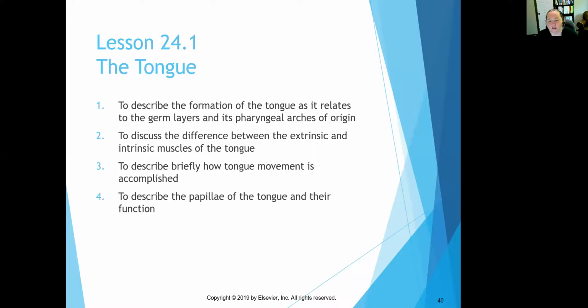All right, so Brittany, I'm gonna have you go ahead and read 1 and 2. To describe the formation of the tongue as it relates to the germ layers and the pharyngeal arches of the origin, and then to discuss the difference between the extrinsic and intrinsic muscles of the tongue. Okay, Gao, can you read the next 2? To describe briefly how tongue movement is accomplished, to describe the papillae of the tongue and their function. Okay, very good. Let's keep moving here.